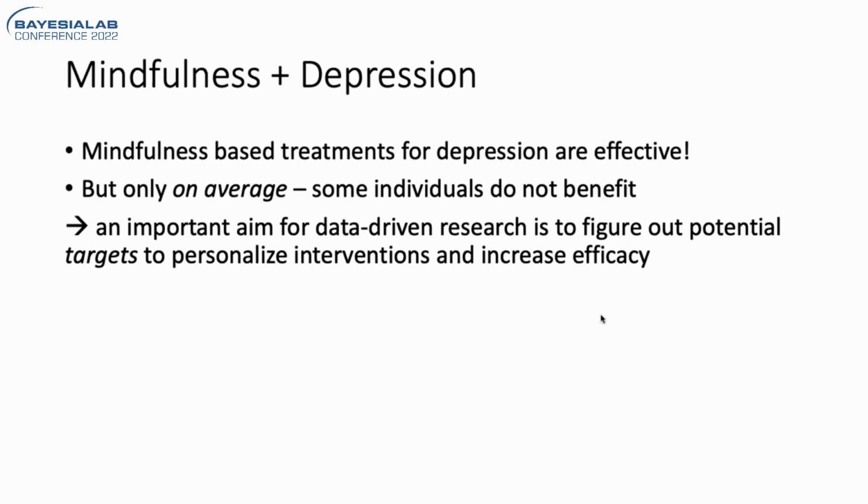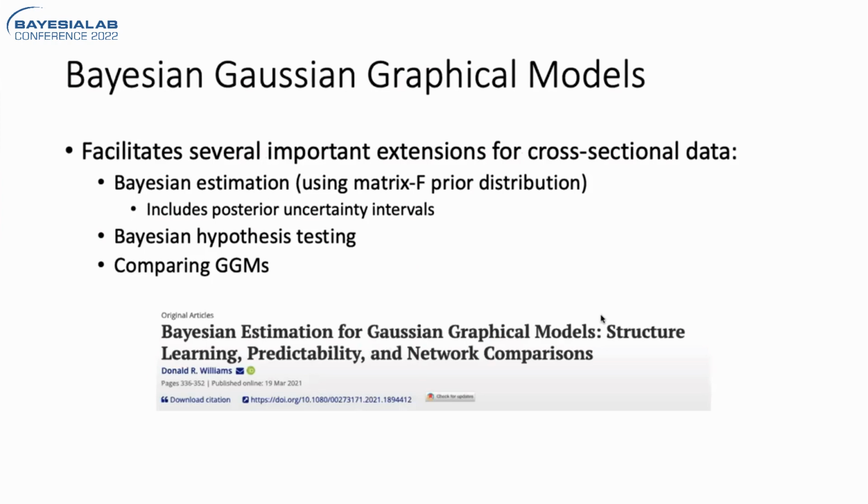We know that some individuals don't benefit. And so an important aim for data-driven research, and one of the ways that using network analysis is useful, is to figure out potential targets. So we can think about starting to personalize interventions, increase efficacy for people that might not be benefiting otherwise.